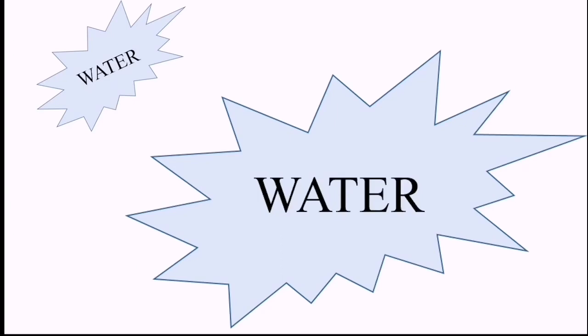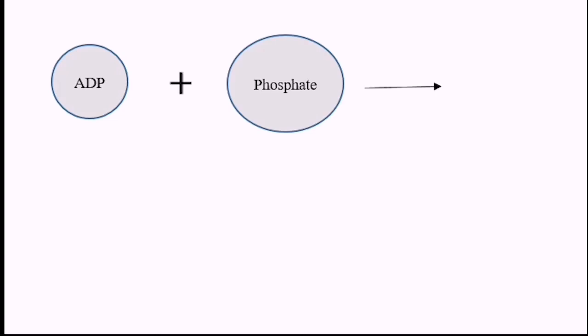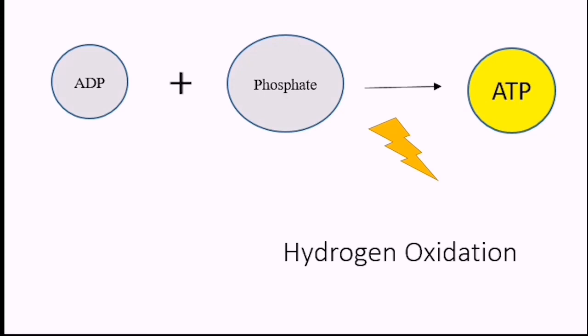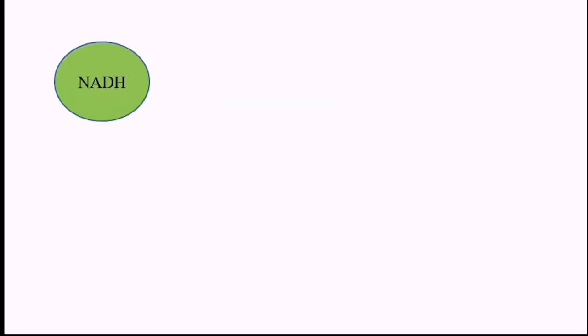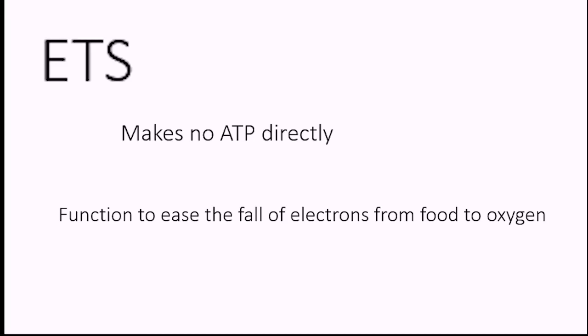The entire process is called oxidative phosphorylation since ADP is phosphorylated to ATP, using the energy of hydrogen oxidation in many steps. 1 NADH can generate 3 ATP, while 1 FADH2 can generate 2 ATP. The ETS makes no ATP directly, and its function is to ease the flow of electrons from food to oxygen.